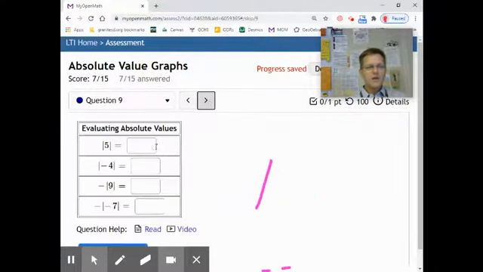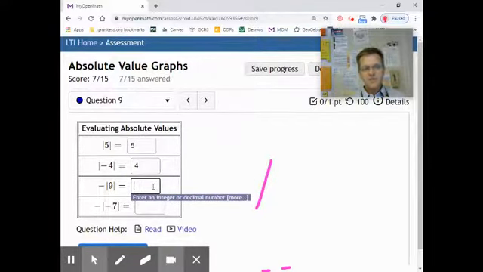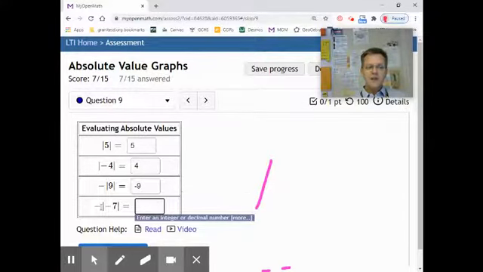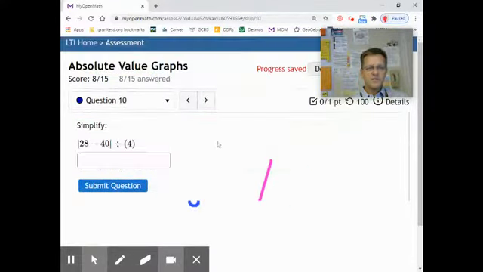Can't happen. All right, absolute value of 5 is 5. Absolute value of negative 4 is 4. The opposite of the absolute value of 9 is negative 9. The opposite of the absolute value of negative 7, so this would be the opposite of 7. There we go. Just kind of go slow. You can read about it. You can watch video. There's lots of helps attached in here.